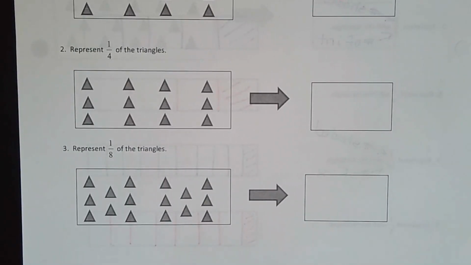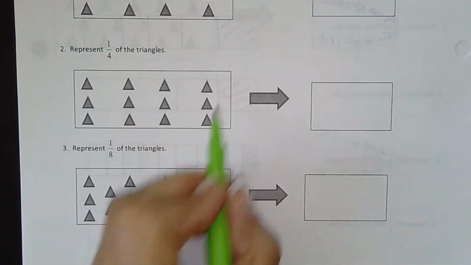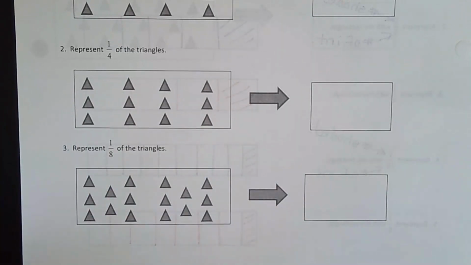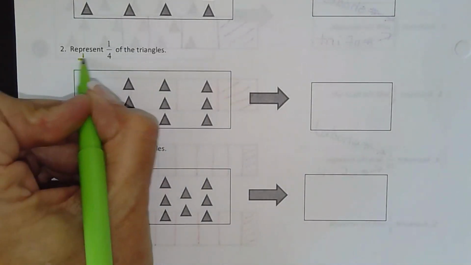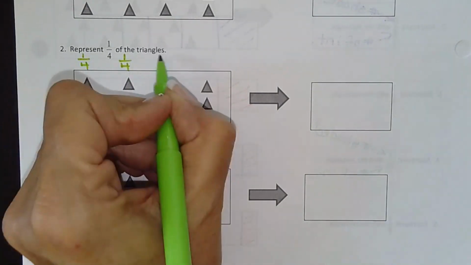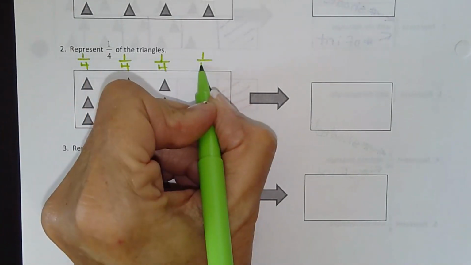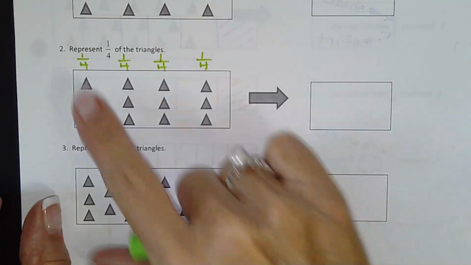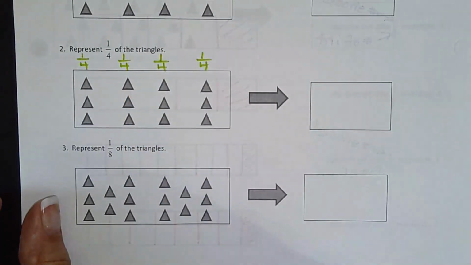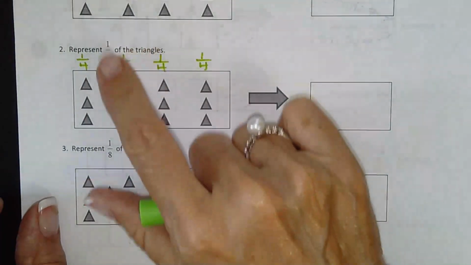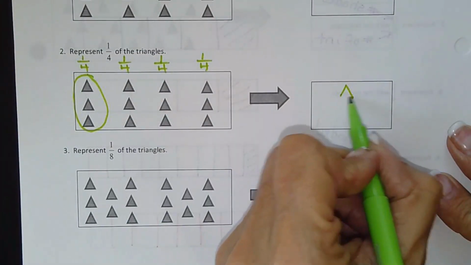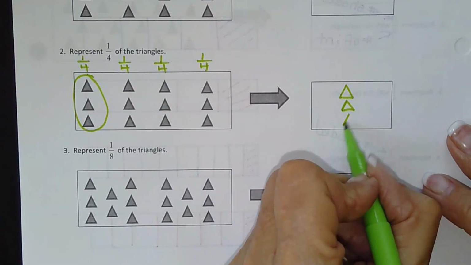One-fourth, another easy one. So there's 4 columns. I can't do rows because there's only 3, but I can do columns. So this is 1/4, this is 1/4, this is 1/4, and this is 1/4. So each of those represents 1/4. And when you do 1/4 plus 1/4 plus 1/4 plus 1/4, you get 4/4, which is a whole. So they want 1/4 of the triangles, so that would be 3 triangles. So they only want one of the fourths.